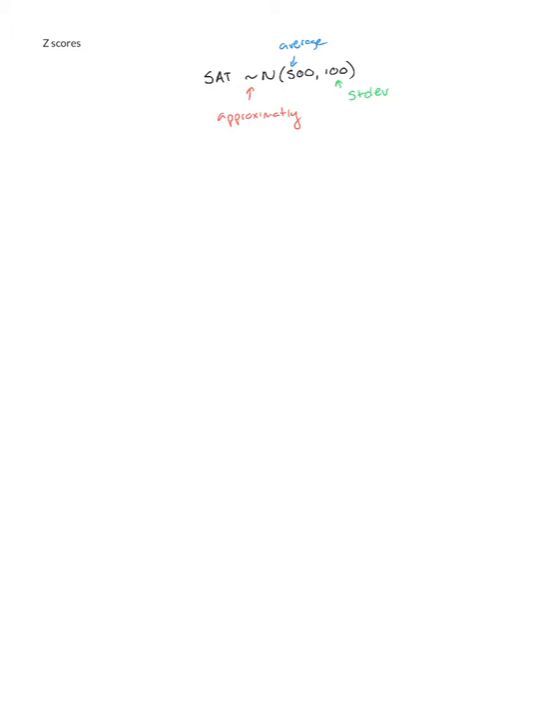Now, what we want to do is answer a couple questions here. So first of all, what percent of people score below a 450? Let's say you take the SAT, you get 450. You want to know, well, what percent of people did worse than you? Because I want to find a percentage, I know I'm going to start by finding a z-score.